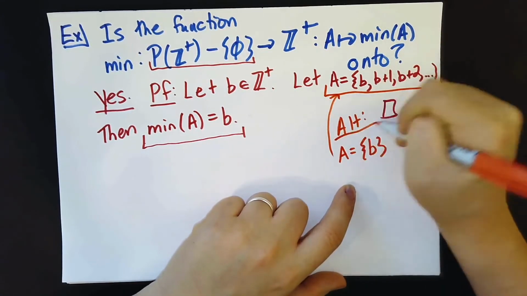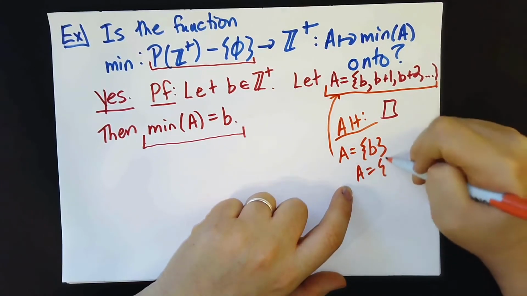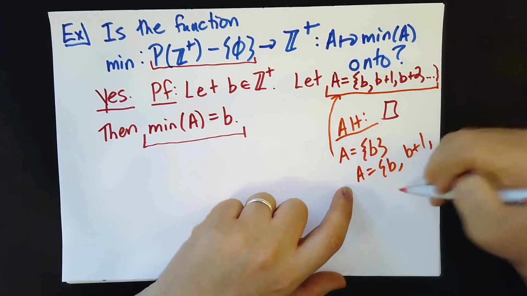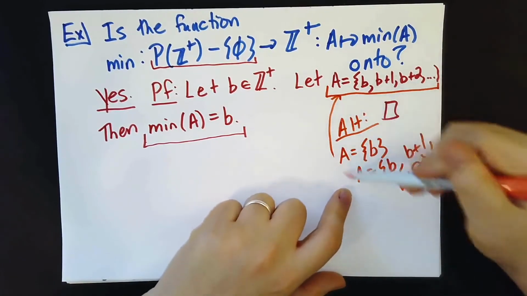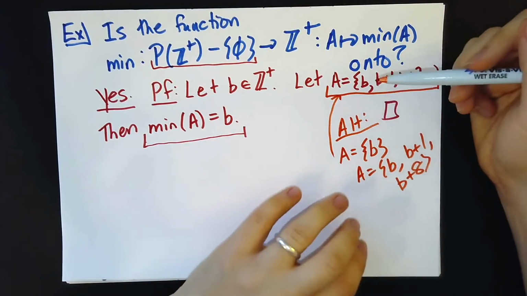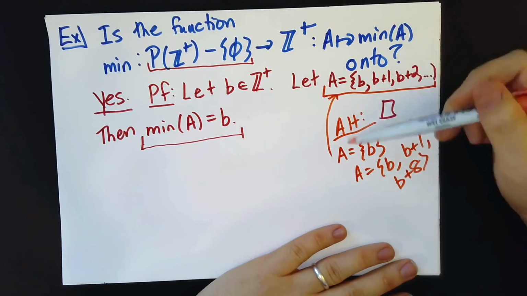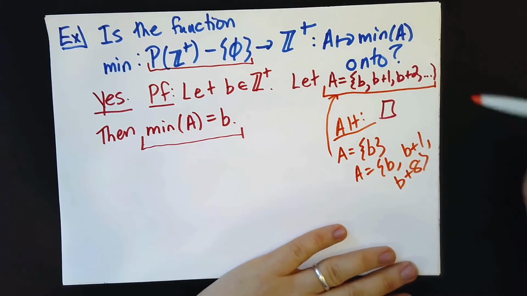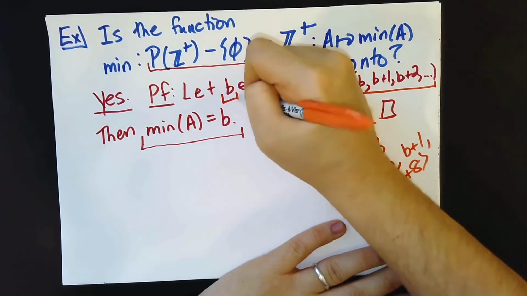So whichever of these you like, or you could go somewhere in between and take A to be something like b, b plus 1, b plus 8, that would also work. There are a great many choices here for how you write this proof. All you have to do is come up with something that's going to depend on little b, but a formula for something, in this case a formula for a set, whose minimum is going to be little b.